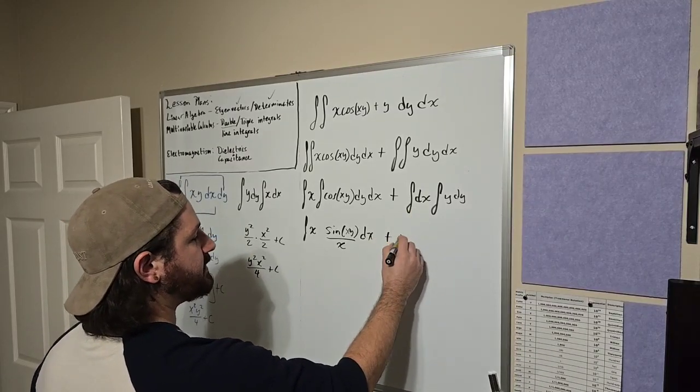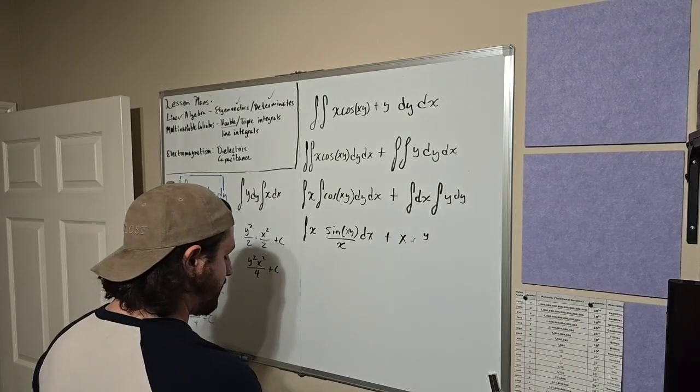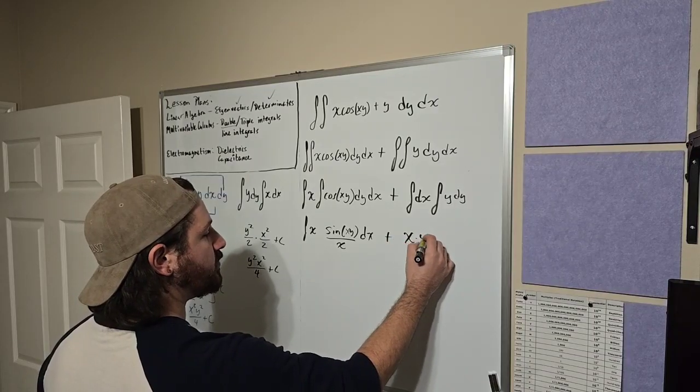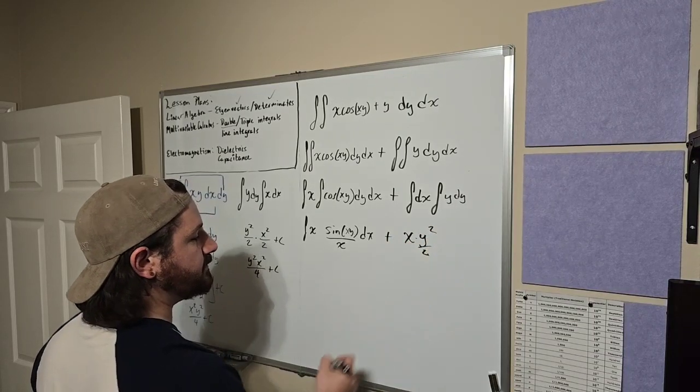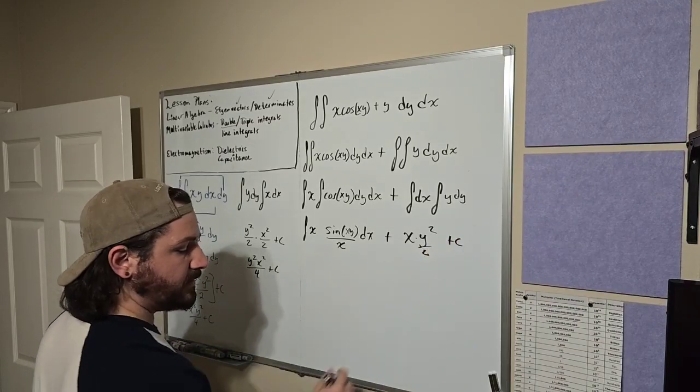So we have integral of dx is just x, and then integral of y is y squared. Sorry, that's not plus. I apologize. Got ahead of myself. X times y squared over 2, right? Integral of y squared over 2, and then we'll have a plus c down here.